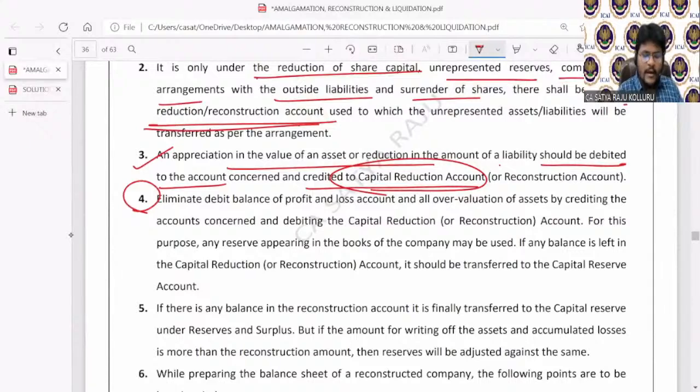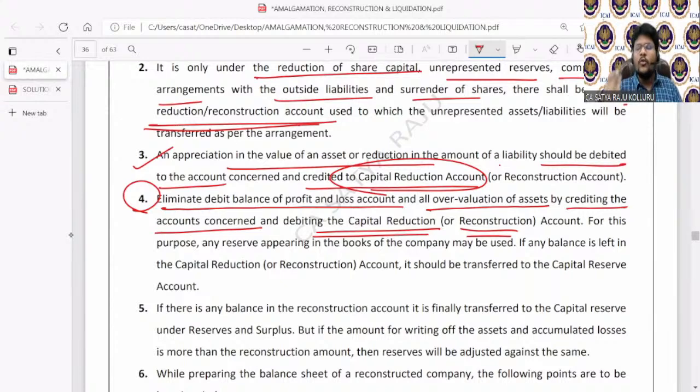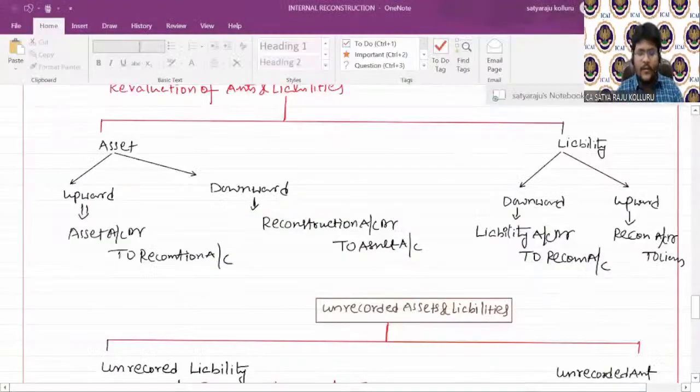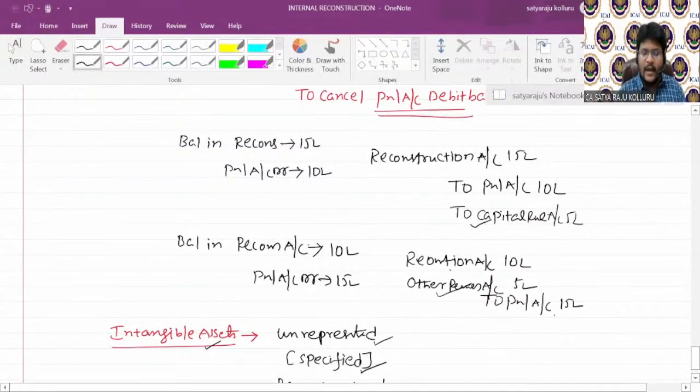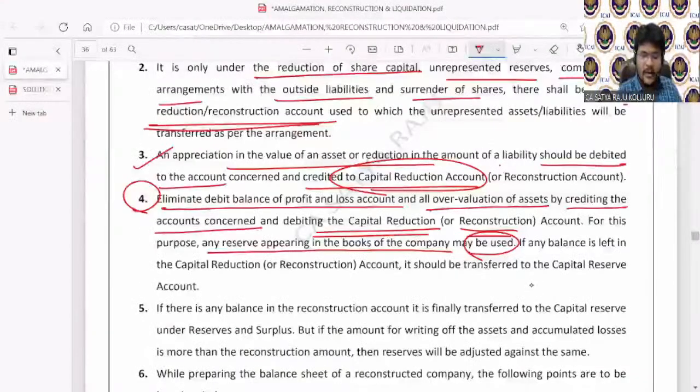Now coming to point number 4. Eliminate the debit balance of profit and loss account and all overvaluation of assets by crediting the accounts concerned and debiting the capital reduction account or the reconstruction account. To eliminate the profit and loss account, the journal entry is reconstruction account debit to profit and loss account. For this purpose, any reserve appearing in the books of the company may be used. For example, if the balance in reconstruction account is not sufficient to cancel the profit and loss account, then we may use other reserves. In the second case, the profit and loss account debit balance is 15 lakhs and the balance in reconstruction account is 10 lakhs, which is not sufficient. At that point of time, we use other reserves. The same thing he has mentioned.